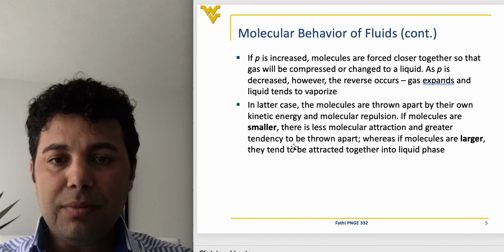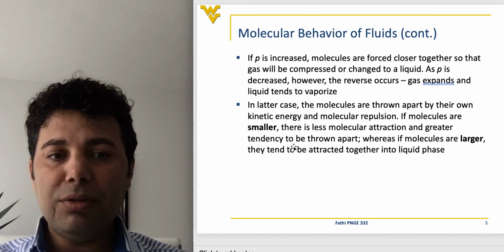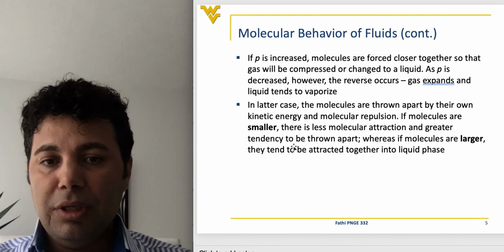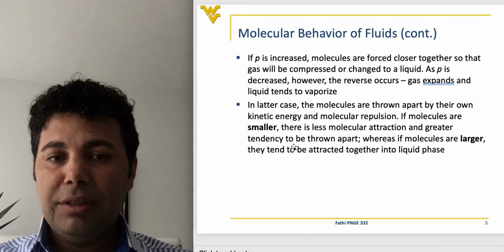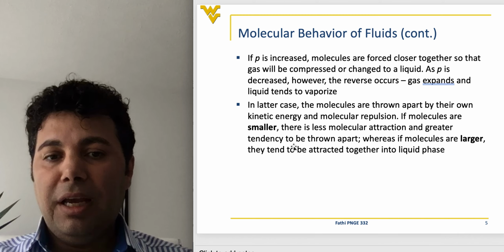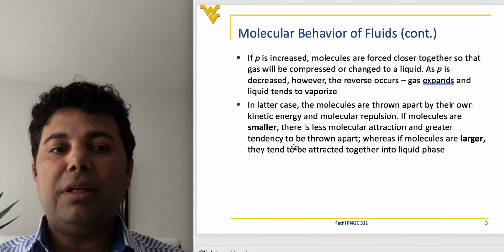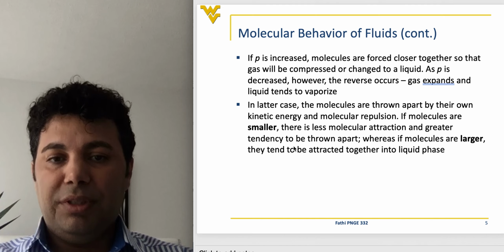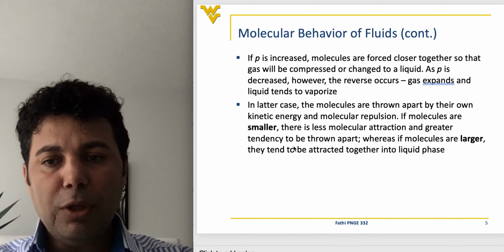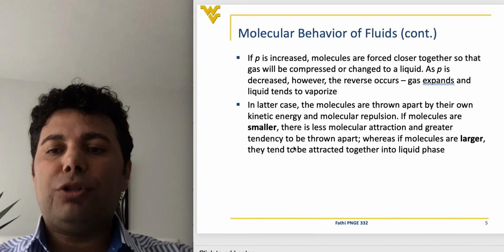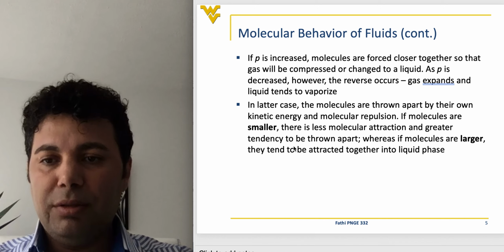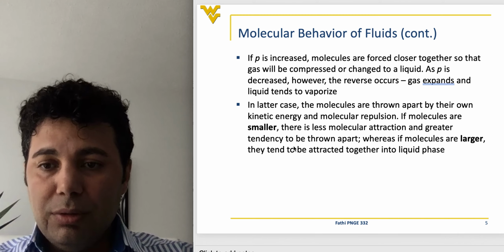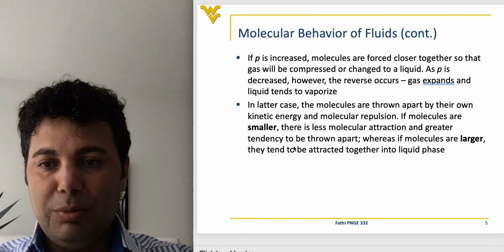Okay. So in the gas phase, the molecules are thrown apart by their own kinetic energy and molecular repulsion. If molecules are smaller, there is less molecular attraction, and as they become bigger and bigger, there will be larger intermolecular forces. So generally in liquids, we have larger molecules because they have higher intermolecular forces. And in the gas phase, we have smaller molecules, and they have smaller intermolecular forces.